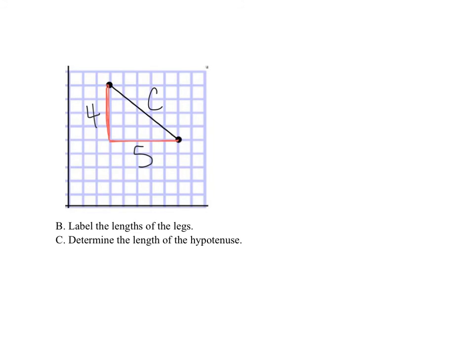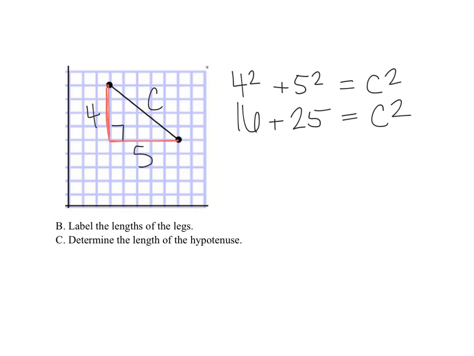4 squared plus 5 squared equals your c squared. That happens to be the measurement across from your right angle. So we have 16 plus 25 equals c squared. Since we are looking for the hypotenuse, the difference here is we're going to add those two together. 16 plus 25 is 41 equals c squared.